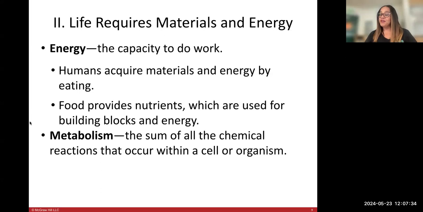Life requires materials and energy. Energy is just defined as the capacity to do work. Humans acquire materials and energy by eating. We are heterotrophs. We have to eat to get energy. We don't make our own, like photosynthesis, like the plants. Food provides nutrients, which are used for building blocks and energy. Metabolism is the sum of all of the chemical reactions that occur within a cell or organism. We eat our food, and there's a bunch of different chemical reactions as it travels through our digestive system. That is called our metabolism.